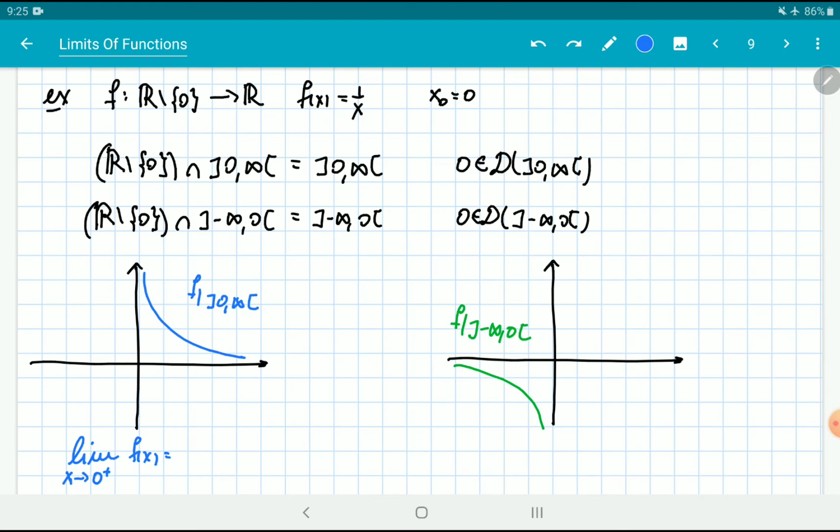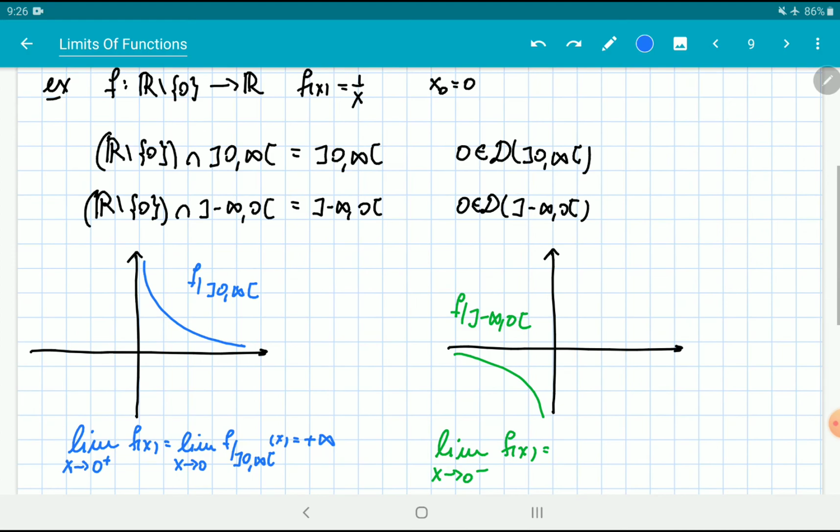So if I want to compute the limit as x approaches 0 plus, I have to look at the limit of this blue function. This blue function is the restriction, so this limit, clearly, is positive infinity because the function is just going up and up intuitively. Okay, and then similarly, if I look at the limit as x approaches x naught, 0 minus, by definition, this is the limit of this restriction, now the green function. So in this case, it's clear that this limit is negative infinity.